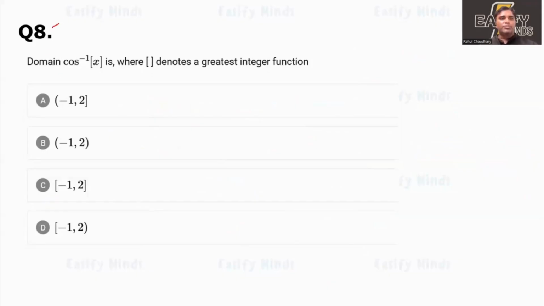Next one, eighth question. Again a good problem. What is the domain of cos inverse greatest integer x?